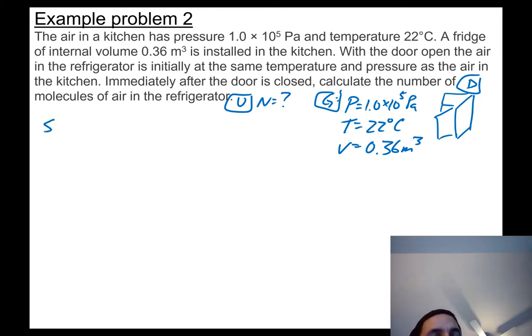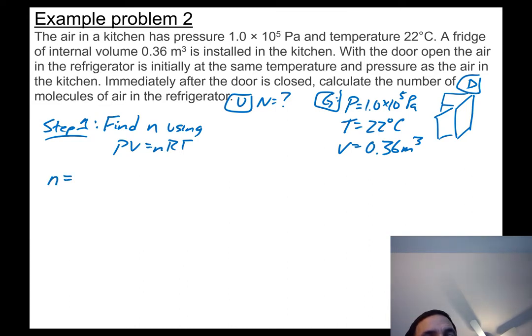Okay, so step one is going to be find lowercase n, meaning the number of moles, using PV equals nRT. So let's go ahead and solve as we always do. Solve for the variable we're trying to solve. So n equals PV over RT. Now let's plug in. Let's be careful here. Let's always make sure we're using SI units. So pascals is the SI unit.